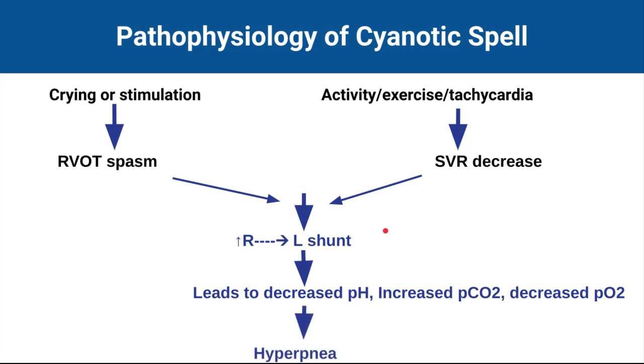and increased CO2 level in the blood leads to tachypnea, or deep respiration, which leads to increased venous return, and increased venous return further increases right to left shunt. So this vicious cycle continues and results in deep cyanosis, unconsciousness, and even anoxic seizure, and even death in some cases.